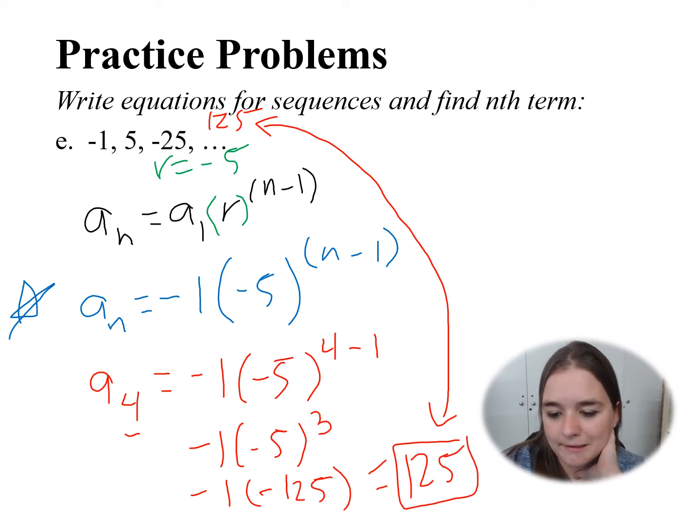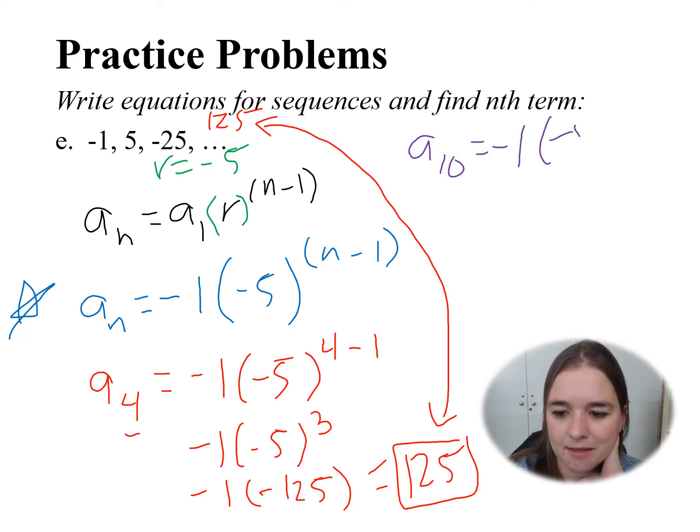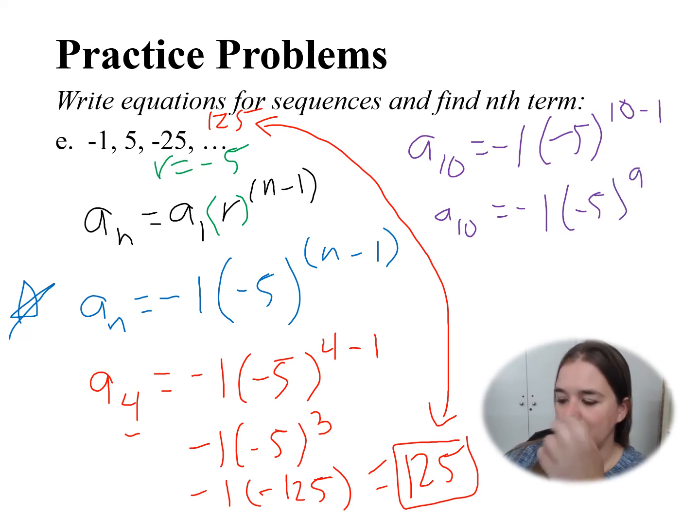Let's do one more practice where we want to find the 50th, no, let's not do 50th. Let's do the 10th term in this sequence. So now I want to find a sub 10. I'm going to do the same process as before. That first term times my common ratio raised to the power of the term I want minus 1. If I simplify that exponent, I get the 10th term is going to be equal to -1 times -5 to the power of 9. And at this point, I can use my calculator.